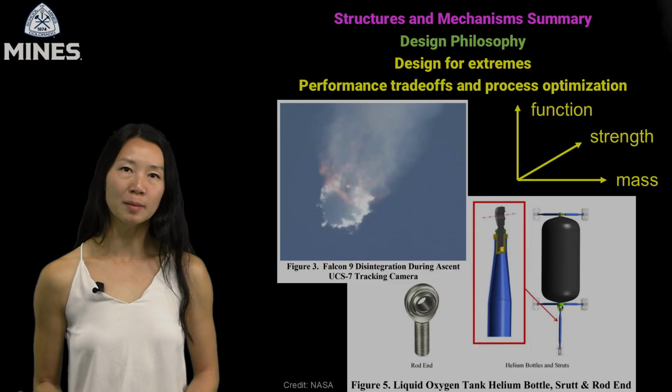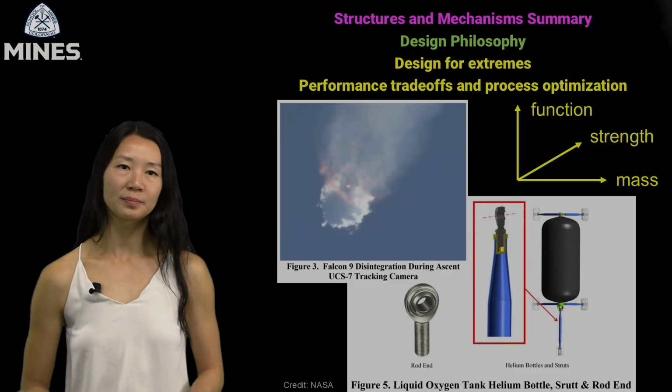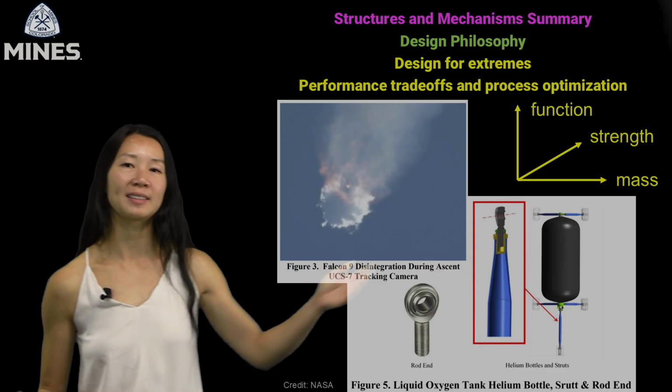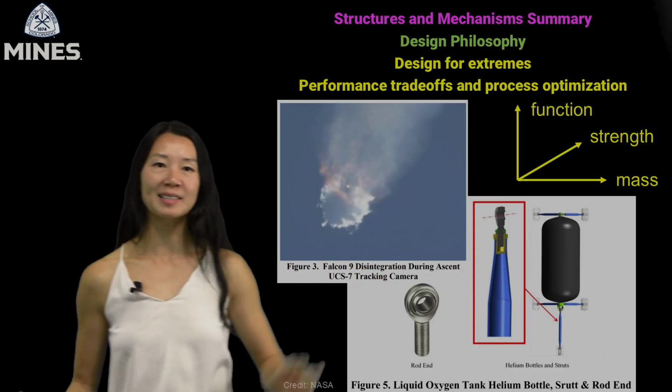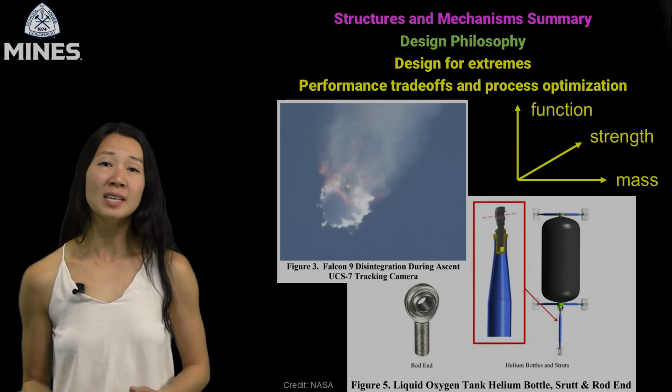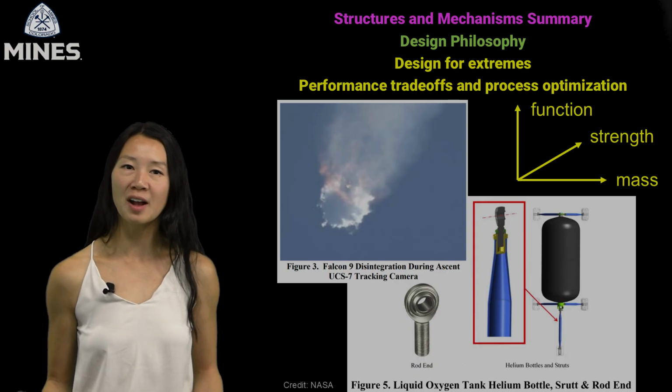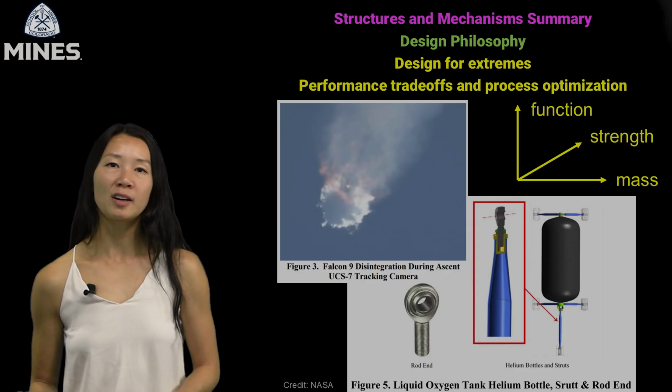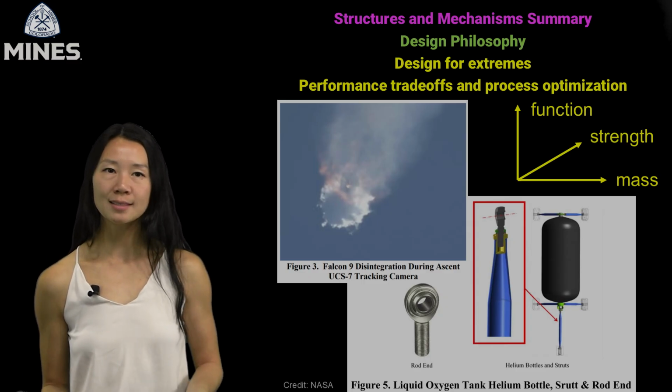That brings us to our second principle, to balance mass, strength, and function. You see that illustrated in this multi-dimensional axes. Every structure has to achieve its purpose, but also stay as light as possible and strong enough to survive. Design is always a trade-off between these three axes, at least.